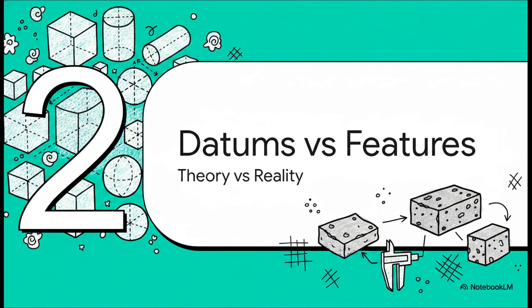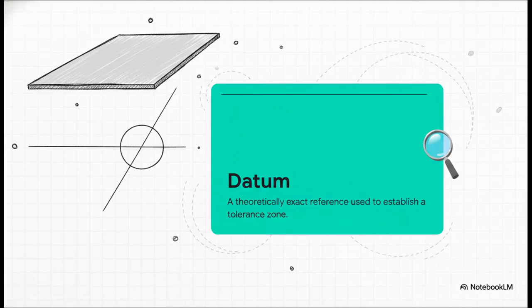Moving right along to Section 2, Datums versus Datum Features. Now this is a crucial distinction. By definition, a datum is a theoretically exact reference. Think of a perfectly flat plane, a perfectly straight axis, or a dead center plane. But here's the catch. It lives entirely in the ideal mathematical world of your 3D CAD model. A true, mathematically perfect datum doesn't actually exist anywhere in the physical universe. You can't touch it, you can't hold it, it is 100% imaginary.